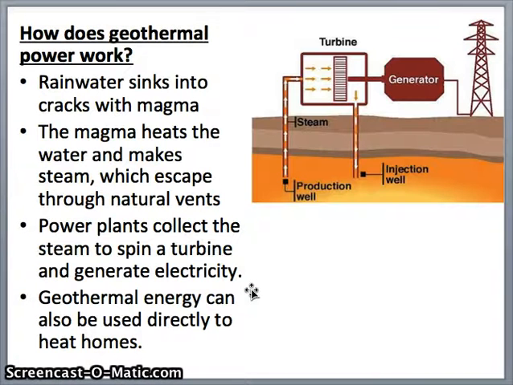How does geothermal power work? Rainwater sinks into the cracks where magma is. The magma can heat the water and make steam, which can then escape through natural vents or cracks in the earth. Power plants can collect the steam to spin a turbine, which is connected to a generator which can generate electricity. Geothermal energy can also be used directly to heat homes.